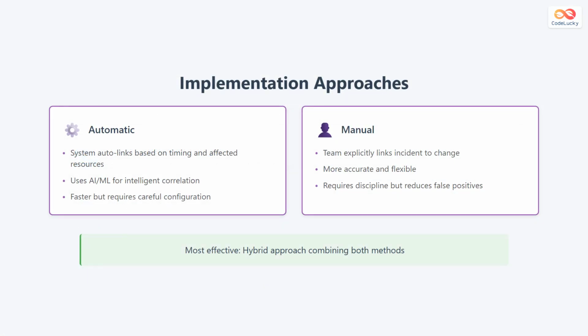You can implement integration in 2 ways. The automatic approach uses the system to auto-link incidents based on timing and affected resources, often using artificial intelligence and machine learning for intelligent correlation. This is faster but requires careful configuration. The manual approach has your team explicitly link incidents to changes. This is more accurate and flexible and reduces false positives but requires team discipline. The most effective solution combines both approaches in a hybrid strategy.